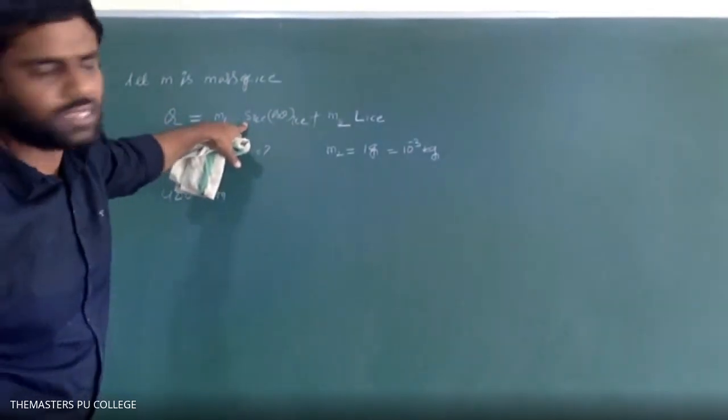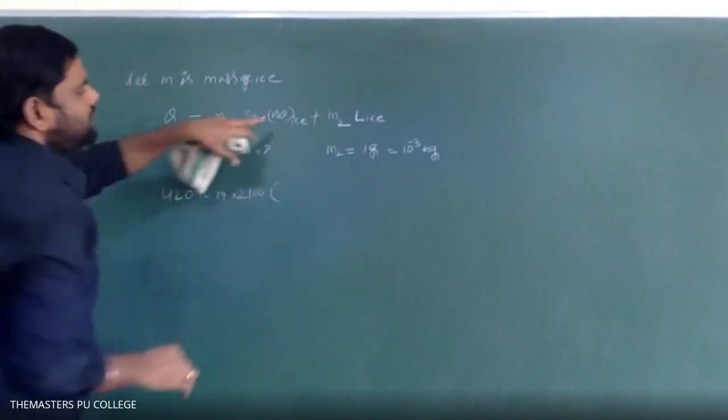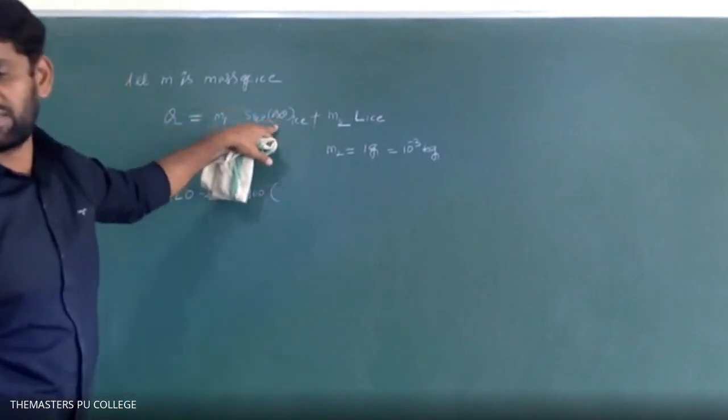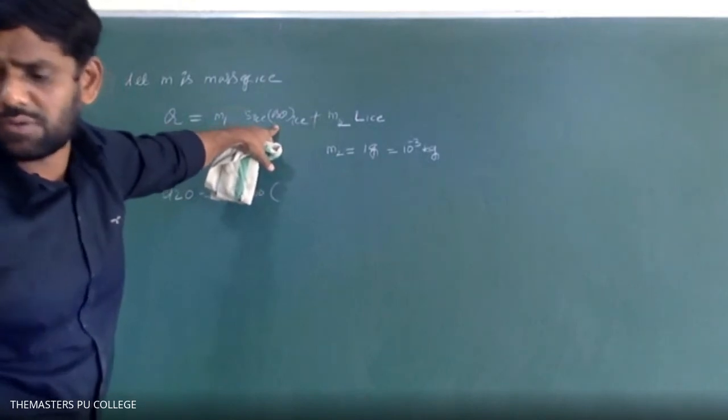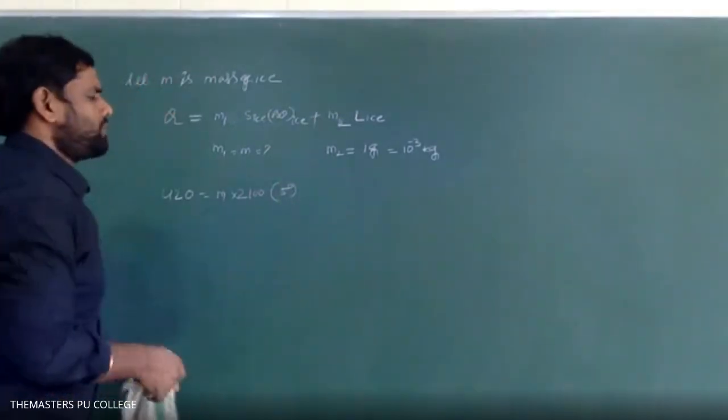2100 joule per kg Kelvin. Substitute that 2100. What is the temperature rise of ice? The temperature rises initially from minus 5 to 0. That's why we will get 5 degrees as the rise in temperature.